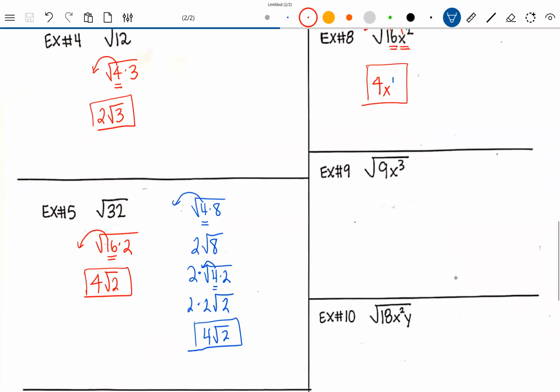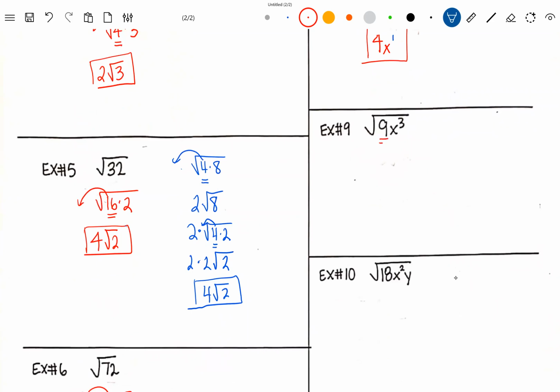Number 9. So 9 is a perfect square, but since that x has an odd exponent, that one is not a perfect square. So I do need to rewrite part of this. I don't need to rewrite the 9. I can bring it straight down. X cubed, I could rewrite that as x squared times x. And x squared is a perfect square. So now I'm going to square root all the stuff I underlined, and the stuff I don't underline is going to stay under the radical. The square root of 9 is 3. The square root of x squared, half of 2 is 1. And this x here stays underneath the radical because it's left over.